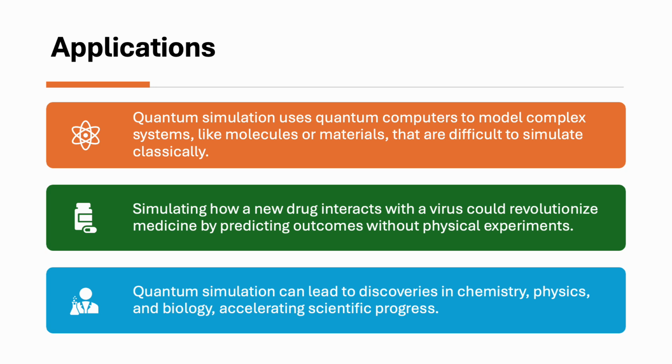The applications. Quantum simulation uses quantum computers to model complex systems like molecules or materials that are difficult to simulate classically. Simulating how a new drug interacts with a virus could revolutionize medicine by predicting outcomes without physical experiments. Quantum simulation can lead to discoveries in chemistry, physics, and biology, accelerating scientific progress.